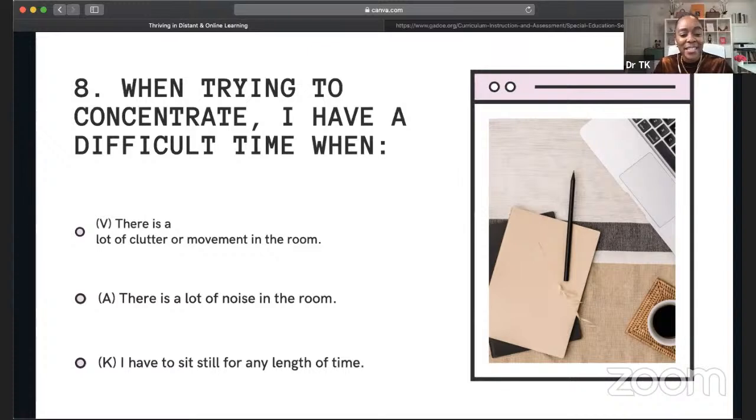K is I have to sit still for a length of time. So maybe your physical body, it says when trying to concentrate, I have a difficult time when you have to sit still for a length of time. So I'm not sure how long the classes are. I know that the college classes that I teach are about an hour and 35 minutes each.